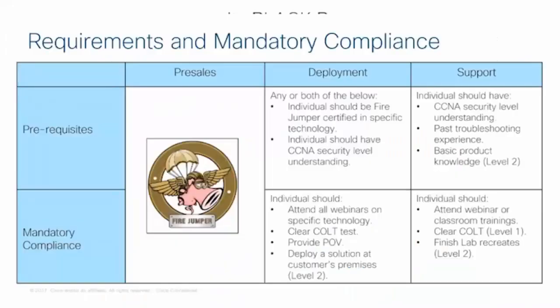Obviously there are some requirements and compliances which everyone has to follow if they are going to undergo any training within the Black Belt framework. For each training, for deployment and support, we expect everyone to have basic CCNA level understanding, and they can be Firejumper certified. Mandatory compliances are that they should clear all the cold tests, and in deployment they should deploy a solution which is in level 2. And apart from that, they should be able to clear all the lab recreates, which is going to be a part of level 2 support.